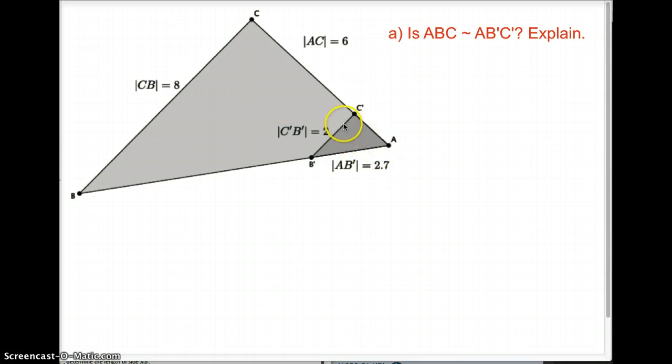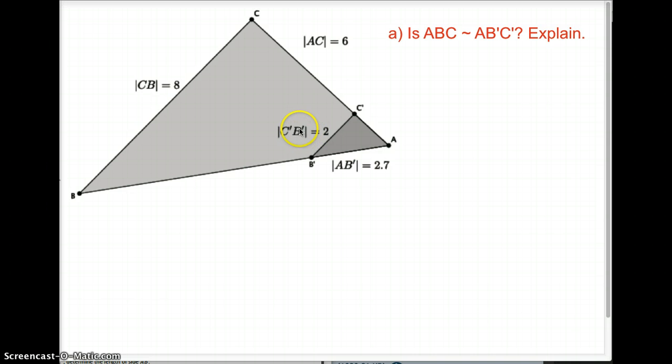We have two triangles. Notice we have the really small one labeled with primes, so we know that's going to be the new shape, and it's a little bit darker. And then the bigger one, A, B, C, that was your original. That's where you started. Part A simply asks, are these two triangles similar? And explain. So we know nothing about the angles. The only thing we know is about the sides.